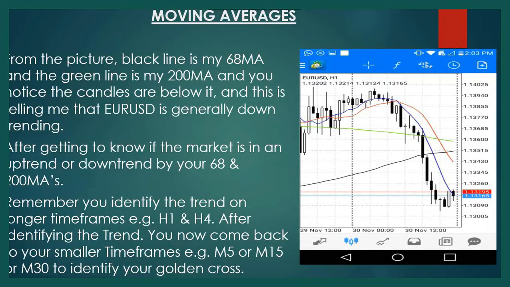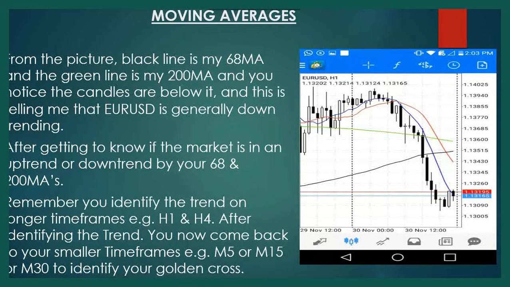From the picture, the black line is my 68 MA and the green line is my 200 MA, and you notice the candles are below it, and this is telling me that Euro USD is generally downtrending.